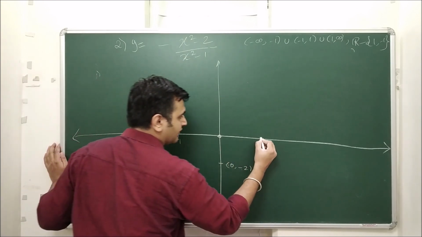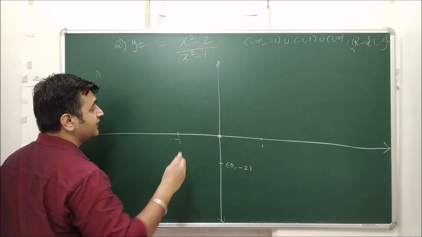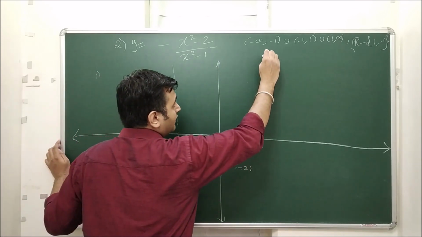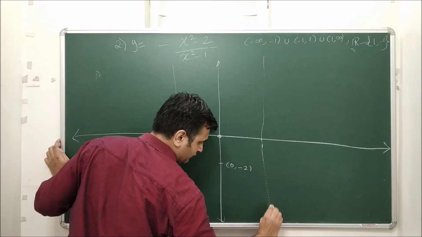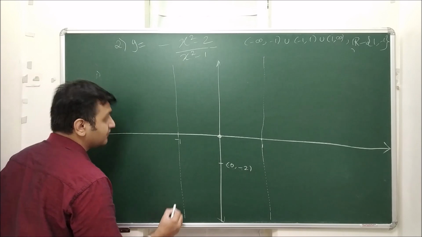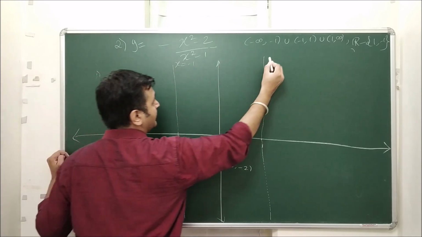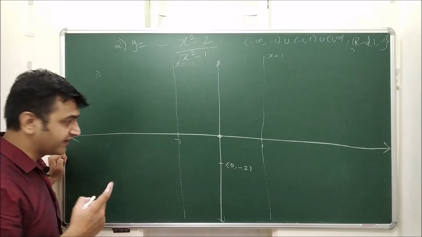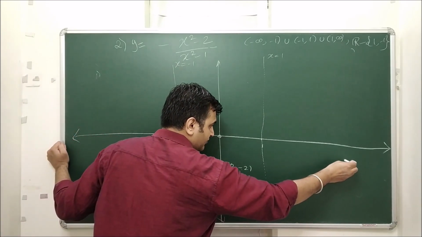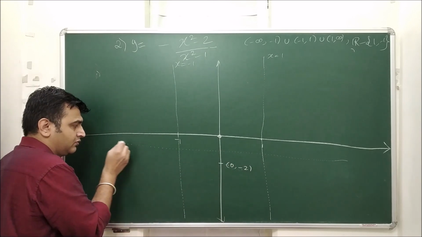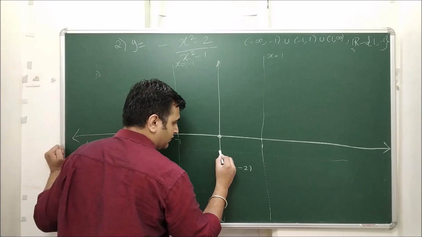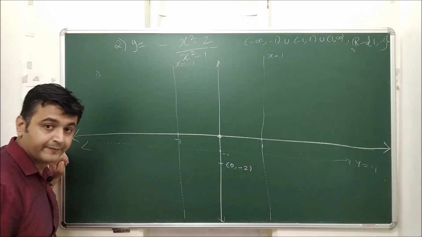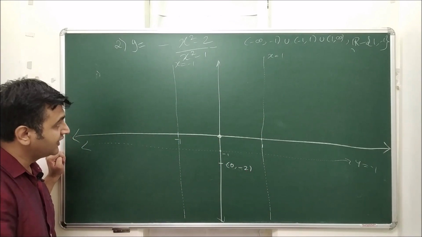Minus 1 and 1 are my vertical asymptotes. Okay, so this is my x equal to minus 1 and x equal to 1. What was our horizontal asymptote? It was minus 1, right? So this is my horizontal asymptote. y equal to minus 1 is my horizontal asymptote. Okay, good. Now let's start.